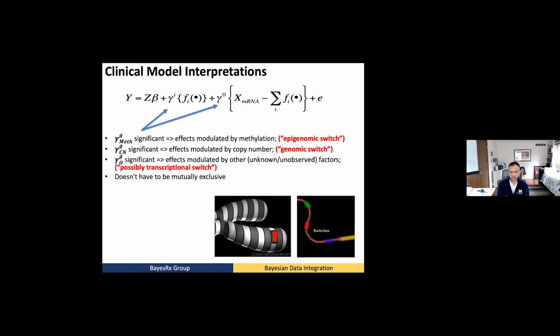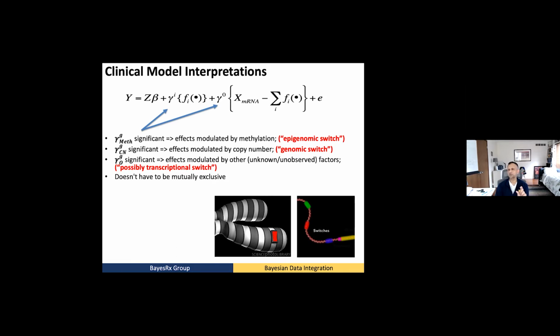If there is some circuitry in the cancer genome that could be conferring a positive or a negative prognostic effect on the clinical outcomes, if we think about prognosis, there could be multiple switches that can be turned on and off. It can be the epigenomic switch, the genomic switch, or possibly the transcriptomic switch. So these parameters right here correspond to those switches. And it doesn't have to be mutually exclusive.